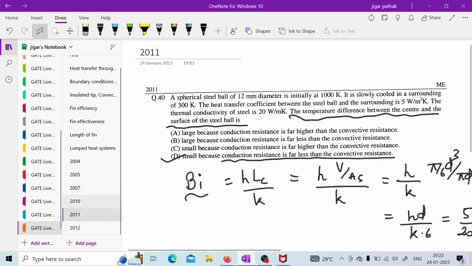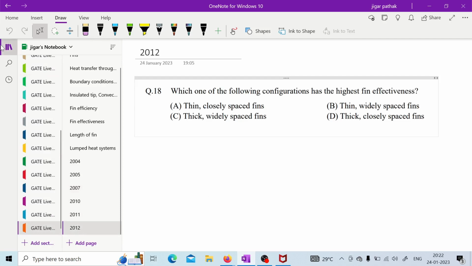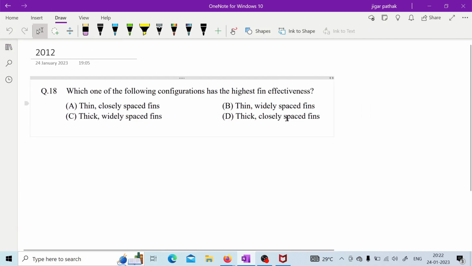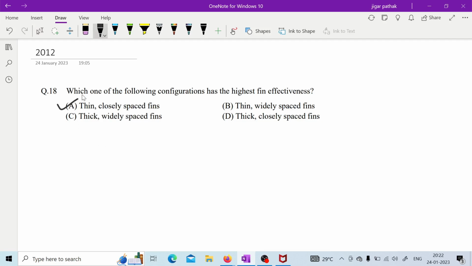Right, now let us go to the next one. Which one of the following configurations has the highest fin effectiveness? Can you try? Thin and closely spaced fins. Correct, that is correct. Why? Because thin will give higher surface area, and by placing them closely, we can arrange more fins.